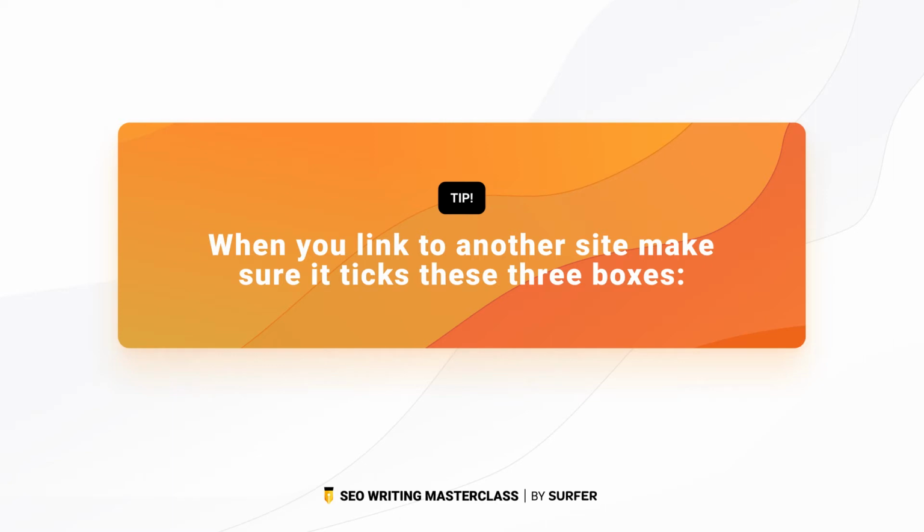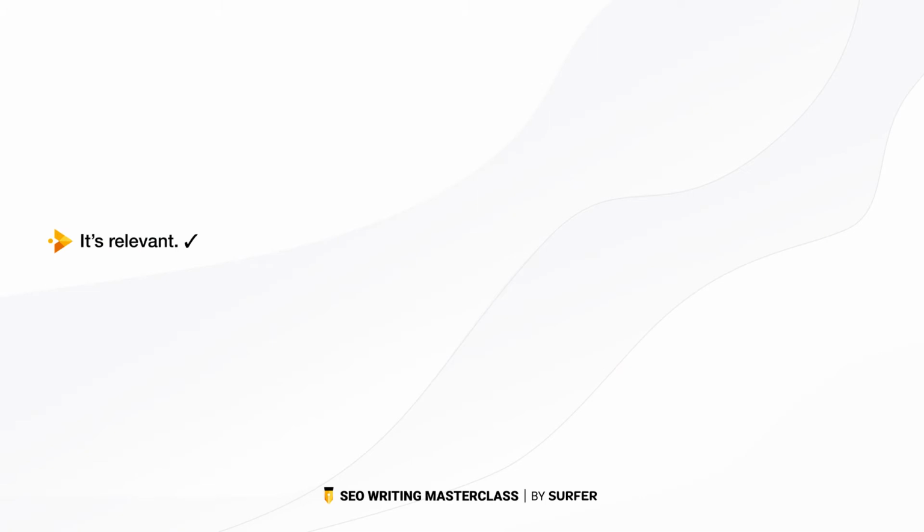When you link to another site, make sure that it ticks these three boxes. Number 1, it's relevant. Number 2, it's trustworthy. Number 3, it's high quality. Every single time you add an external link, you're sending traffic to their website and citing them as a trusted source. So here's how to create an effective internal linking strategy.